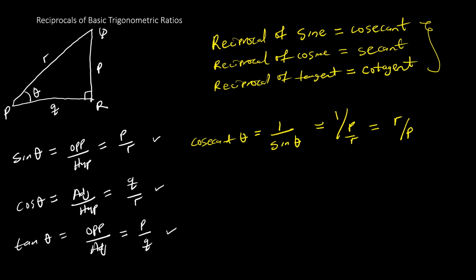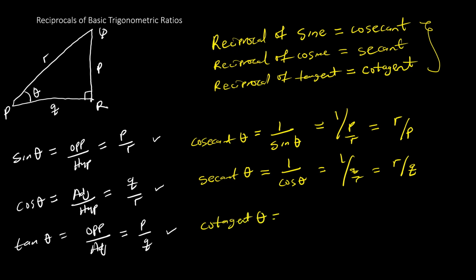The reciprocal of cosine is secant. Secant theta here will be equal to 1 over cos theta, and this equals 1 over Q over R, and this equals R over Q. And the reciprocal of tangent is cotangent. So cotangent theta will be equal to 1 over tan theta, and this equals 1 over P over Q, and here we have Q over P. So these are how we can define the reciprocals of the basic trig ratios.